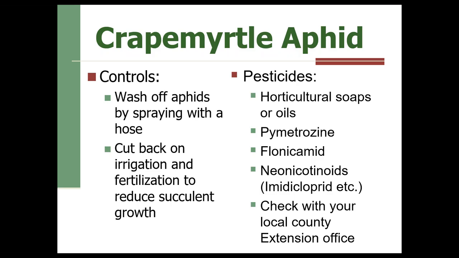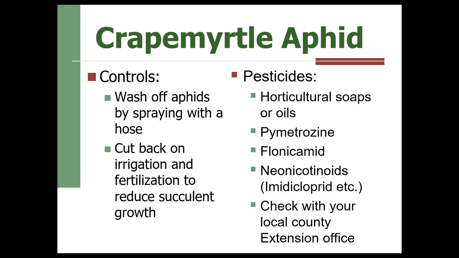And then finally, if you do choose to use pesticides, they're really very effectively controlled by most horticultural soaps or oils. If you do need something else, you can use pymetrozine, Endeavor. You can use the neonicotinoids like Marathon, Merit, Safari, and so on. But of course, we're trying to avoid neonicotinoid use today because the pesticide shows up in the pollen and can affect our pollinators out there. But nonetheless, crepe myrtle aphid can be very easily controlled physically or with some very soft pesticides. And again, check with your local extension for more details on this.